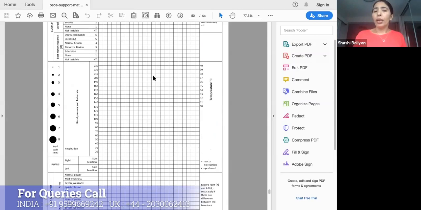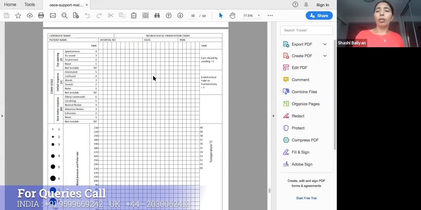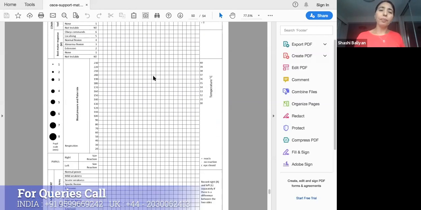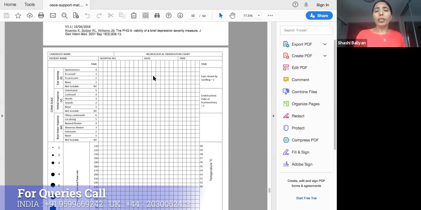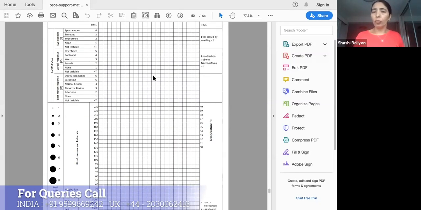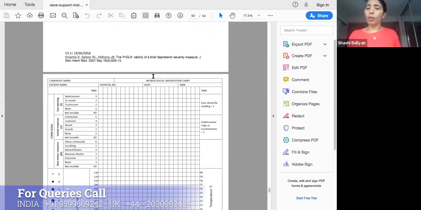So even this one is a fairly simple chart. Again, we will give you enough practice to do this chart as well. Okay. Now, these are the two in-hospital scenarios where you will need to do a GCS and a NEWS chart. Now we come to the community setting.